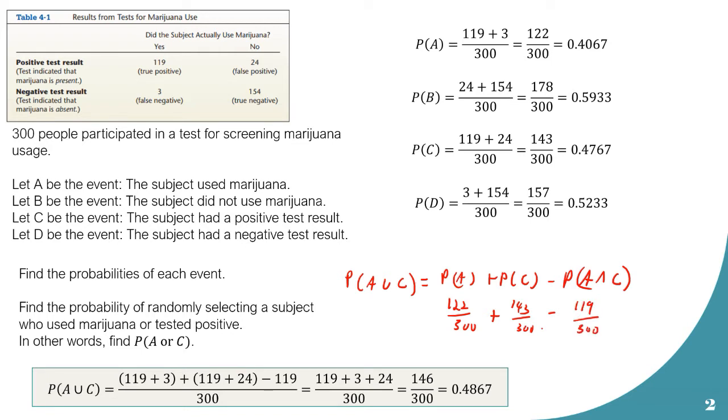We are subtracting. This is the same thing. Notice I can have, that's this here. We have the same common denominator here, 300, and then this is 122 plus 143 minus 119. And of course this is going to give us then 146 over 300.